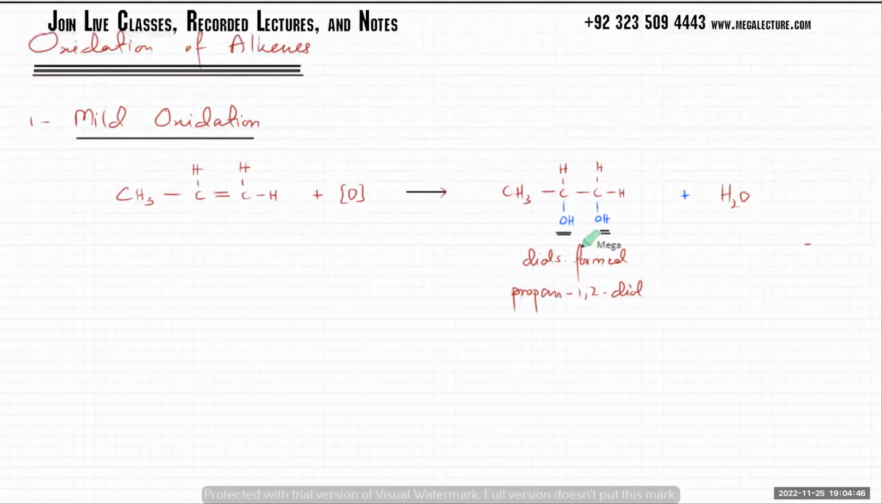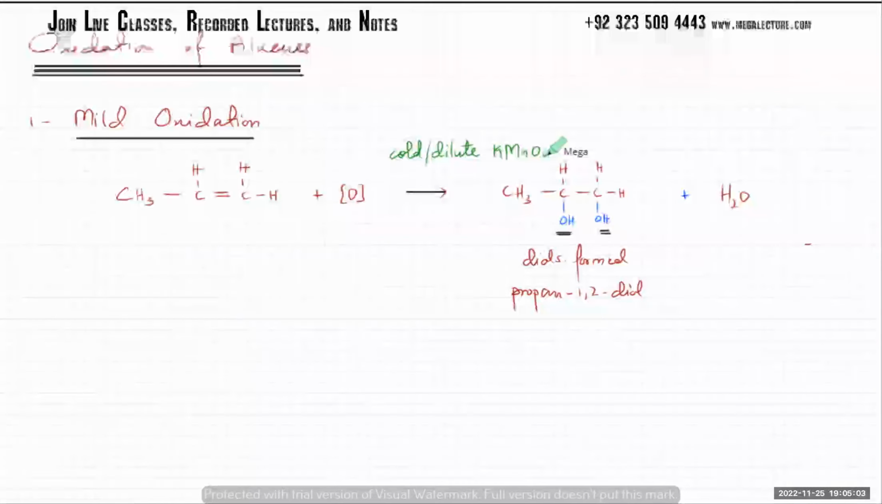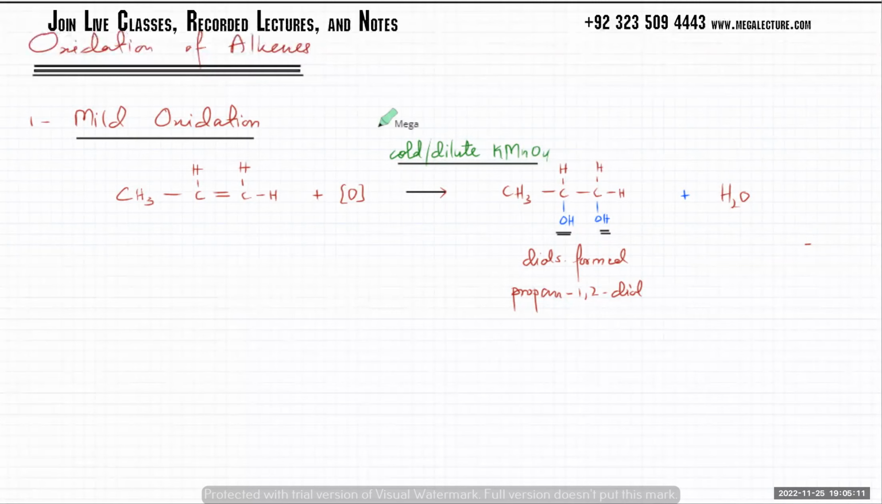The conditions that are required for this reaction are that you need cold and dilute. Remember, it's mild conditions, so it's cold, dilute KMnO4. ठीक है? Those are the conditions that are needed for this reaction. और that's it. ठीक है, that's mild oxidation.